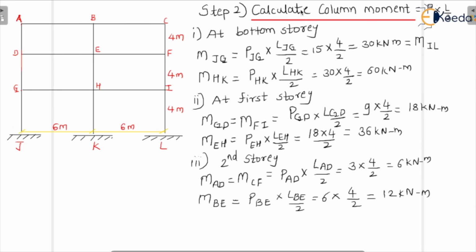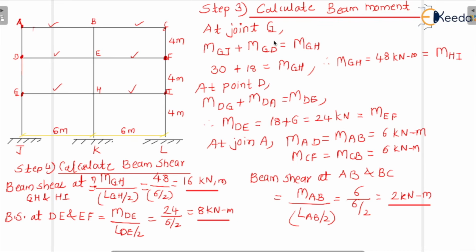Okay, so we will be plotting the column moments over here, and then we are going to plot the beam moments. So first let us plot the column moments. Remember these values: it is 30, 60, 30, then it is 18, 36, 18, then here it is 6, 12, 6. Then after that we will be plotting the beam moments. So what are the beam moments? The beam moments are 6 and 12. So we will be plotting the 6 moment, and then we'll also be plotting the 12 moment.